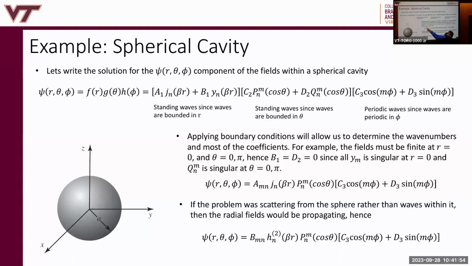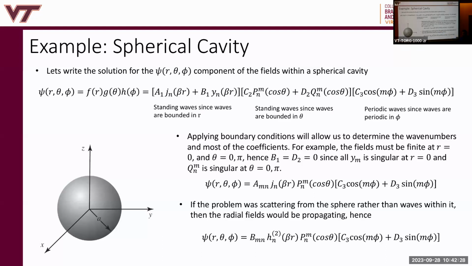And they have to be finite at theta equals 0 and pi. B1 is 0 because of finiteness at the origin, and D2 is also infinite at theta equals 0 and pi, so we have to get rid of those. All right, since Y_m is singular at r equals 0, and Q_n^m is singular at theta equals pi and 0, if we reduce it to this, A_mn equals J_m beta r, so the spherical Bessel in R, some Legendre polynomials in theta, and we have these two orders in azimuth.